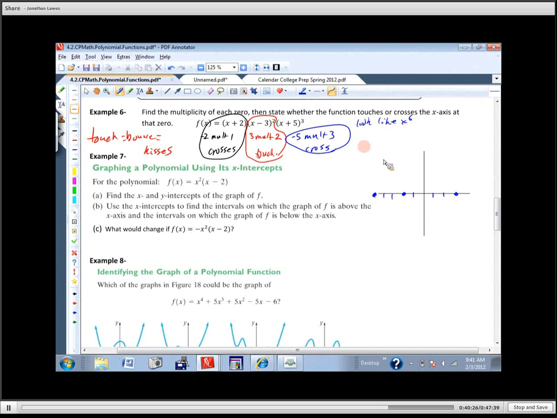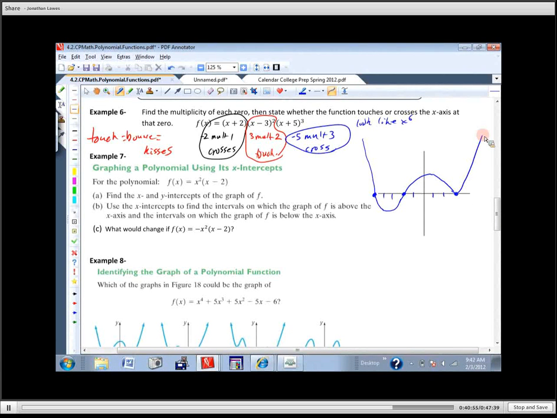So it's got to start up here, and it's got to end up here. What do I do when I get to -5? Cross. Okay. What do I do when I get to -2? That one's a cross. What do I do when I get to 3? Touch. Okay, or bounce off there. So it's going to come down here, it's going to touch it, and it's going to go like that.